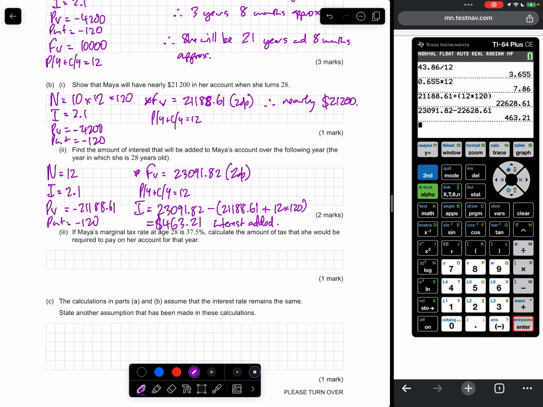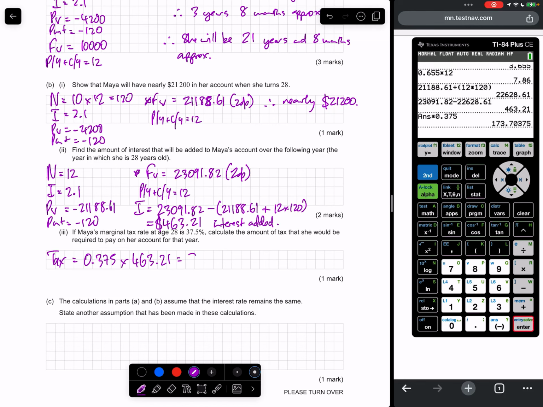If Maya's marginal tax rate at 28 is 37.5%, well, the tax is going to be the rate as a decimal, 0.375, times the interest. That is $173.70 to 2 decimal places in tax.